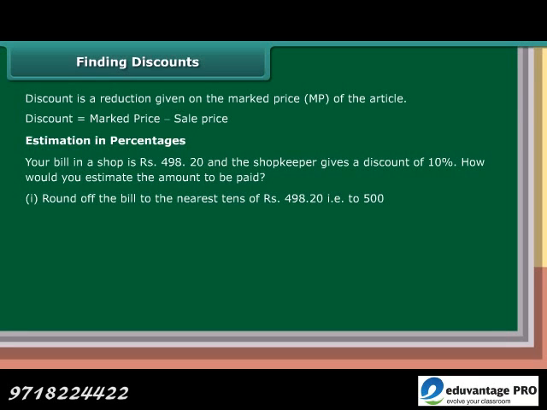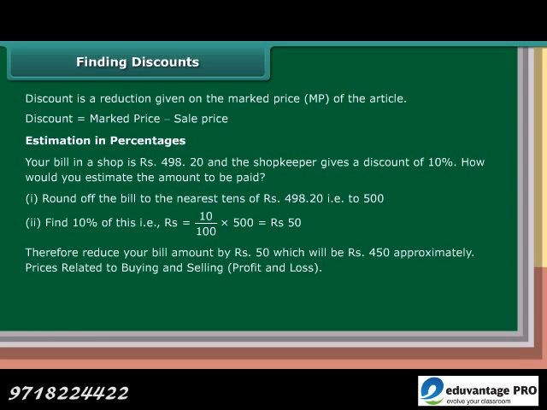1. Round off the bill to the nearest tens of rupees, 498.20, that is, to 500. 2. Find 10% of this, that is, rupees 10 upon 100 into 500, which is equal to rupees 50. Therefore, reduce your bill amount by rupees 50, which will be rupees 450 approximately.